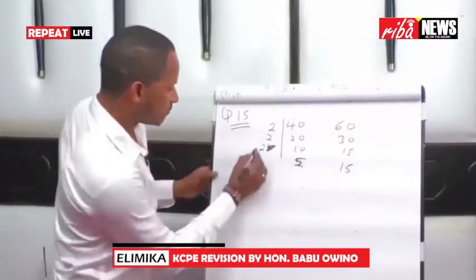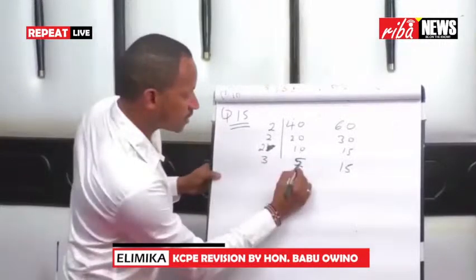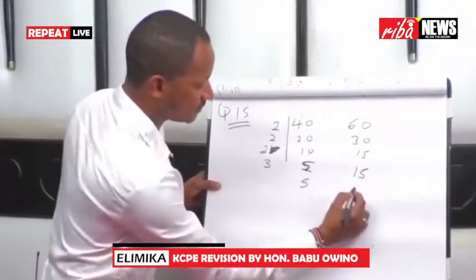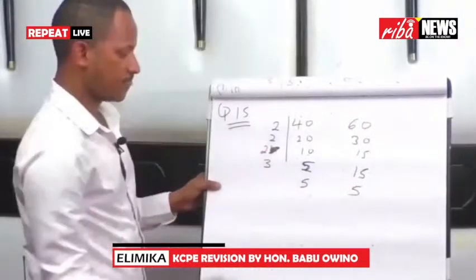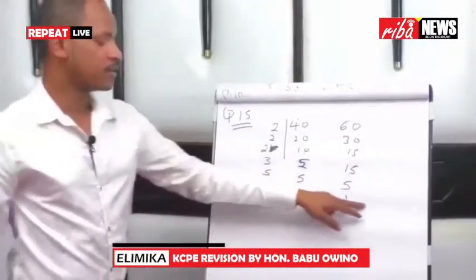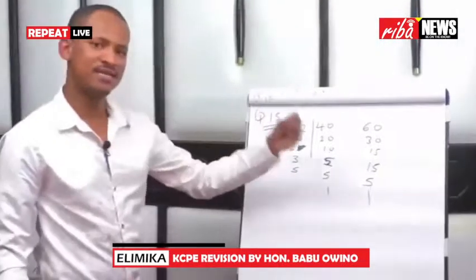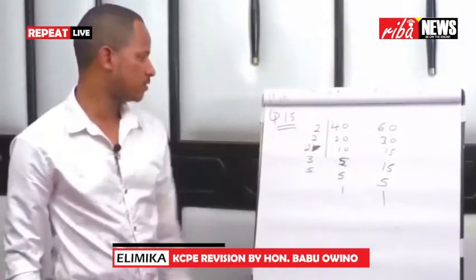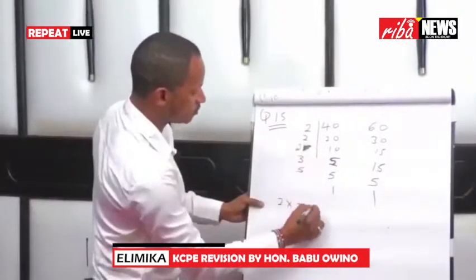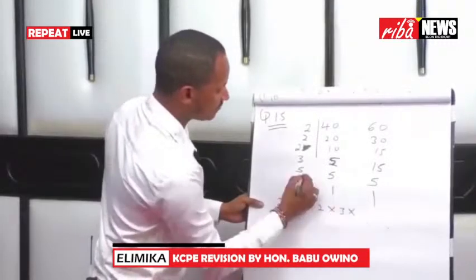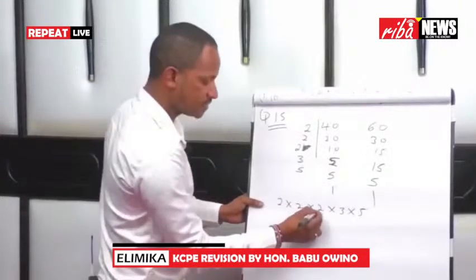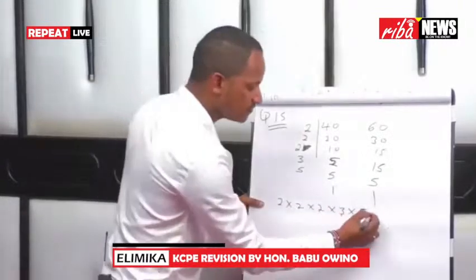From 2 we go to 3. 3 goes here, but there will be a remainder. Remember, we are doing LCM. So you just drop down 5, but 3 goes into 15 5 times. Then 5. 5 goes here, 1 and 1. With LCM you ensure that you remain with 1 and 1, because we want the least common multiple. Therefore, you multiply 2 times 2 times 2 times 3 times 5. 2 times 2, 4. 4 times 2, 8. 8 times 3, 24. 24 times 5, 120.